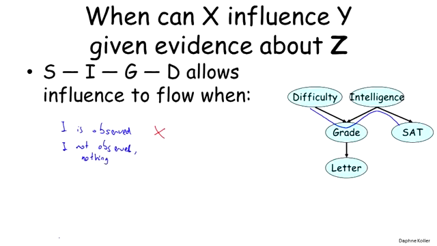Well, what happens then? Well, you can climb up through I, but you kind of fall down the river when you hit the grade. And you can't climb back up because there's nothing stopping you. And so that too doesn't allow influence to flow. On the other hand, if I is not observed, and G is observed, well, now you can climb up here, continue through here. Grade is observed, so the water can kind of go back up the hill into difficulty.